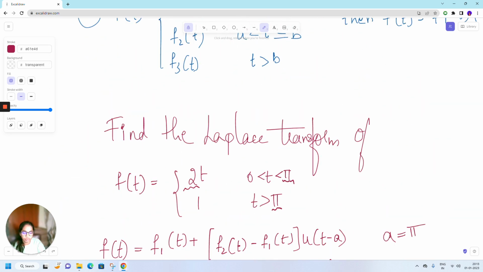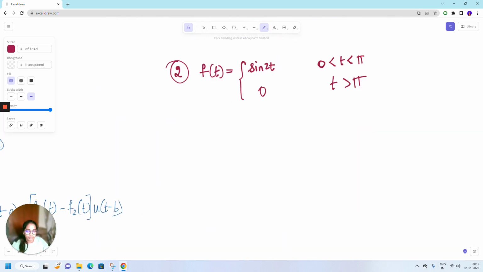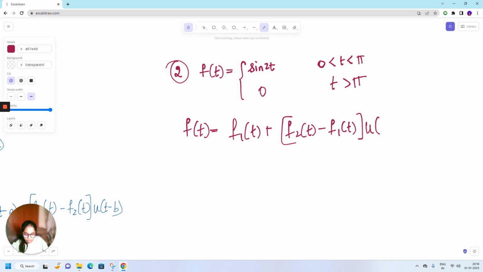Okay. So moving on to our next question, find the Laplace transform of f of t equal to the given function. Clearly we have f1 of t and f2 of t. We have two functions, that is our third property. So what is the formula first? F of t is equal to f1 of t plus f2 of t minus f1 of t, this whole thing into u of t minus a.